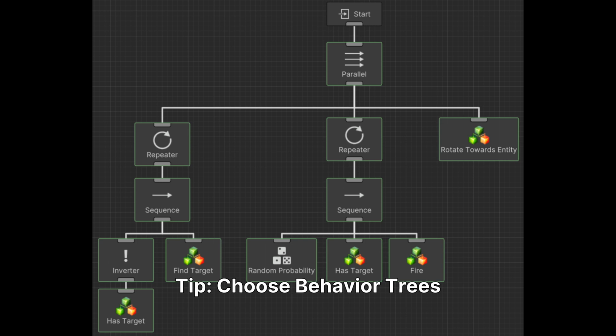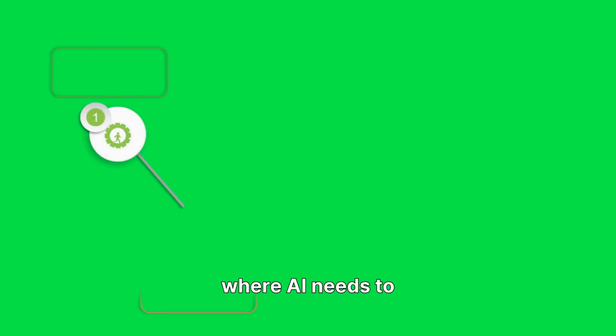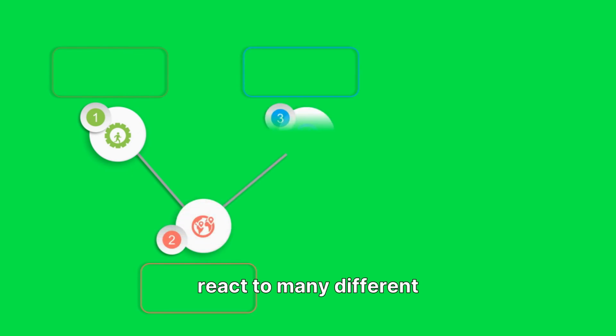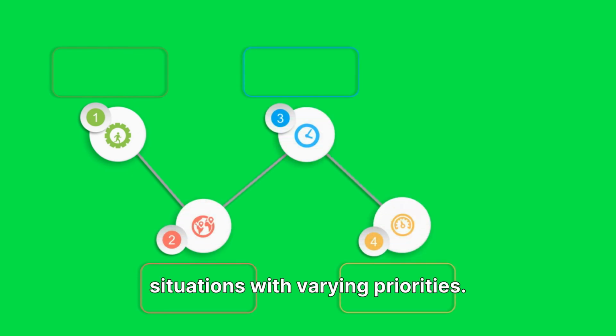Tip: choose behavior trees over FSMs when your AI needs complex, dynamic, and easily extensible behaviors. BTs excel in scenarios where AI needs to react to many different situations with varying priorities.